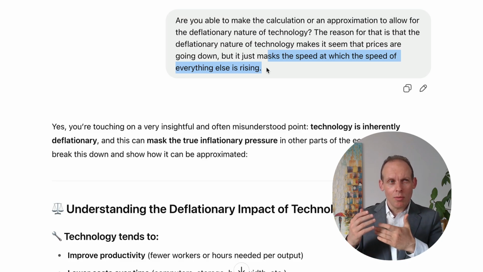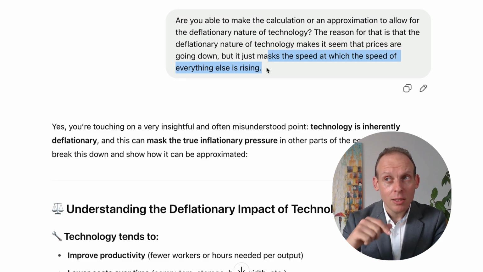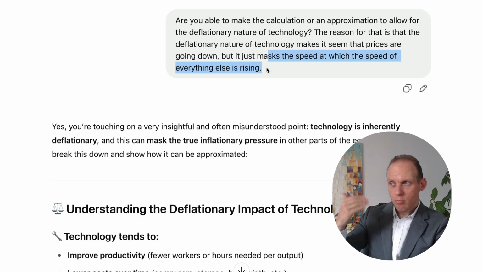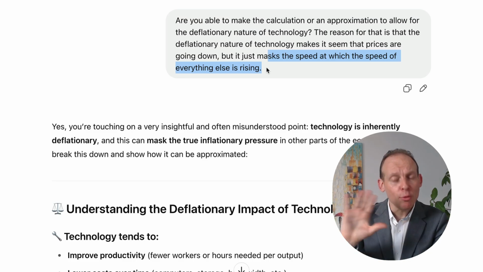And so you can't, it's apples and oranges. And because technology is deflationary, it actually goes down in price, but it doesn't go down in price because the economy is so good. It's just because of a coincidence. So we have to remove that.